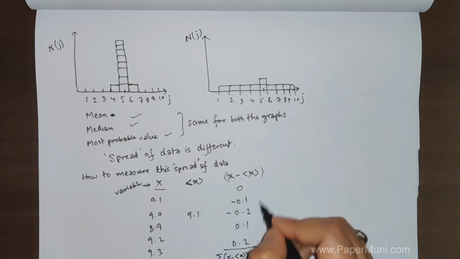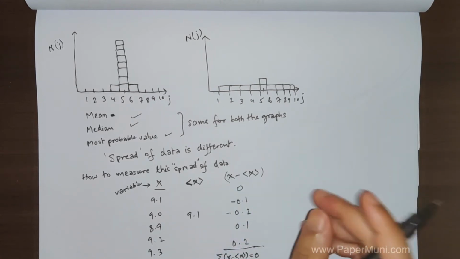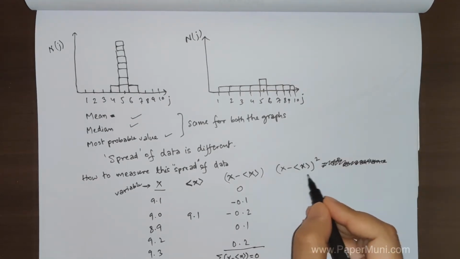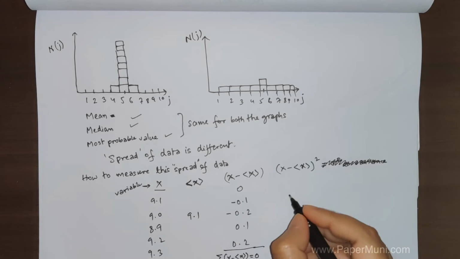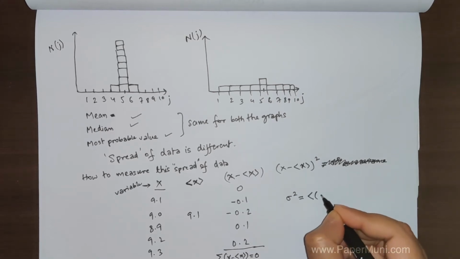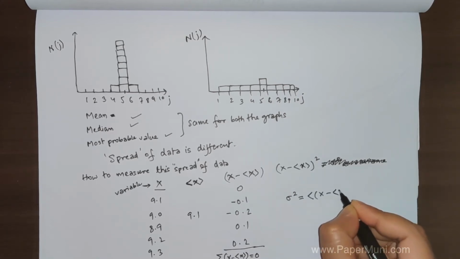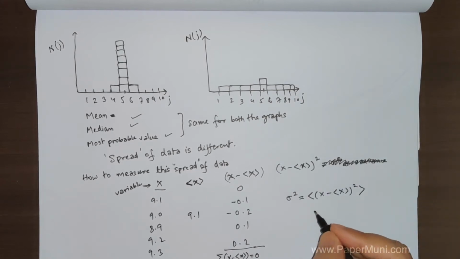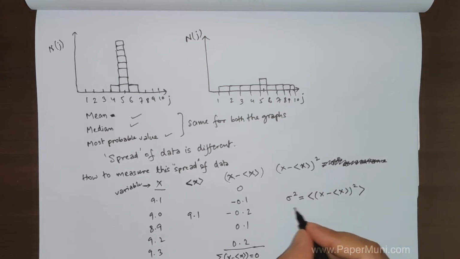You can talk about absolute values to see the spread, but absolute values are very difficult to work with. So what we do is we take the square of this value and take the mean. This quantity we define as sigma square, the mean of x minus the mean, whole square. This is how we define variance. And this is a useful quantity, and it will not be 0.